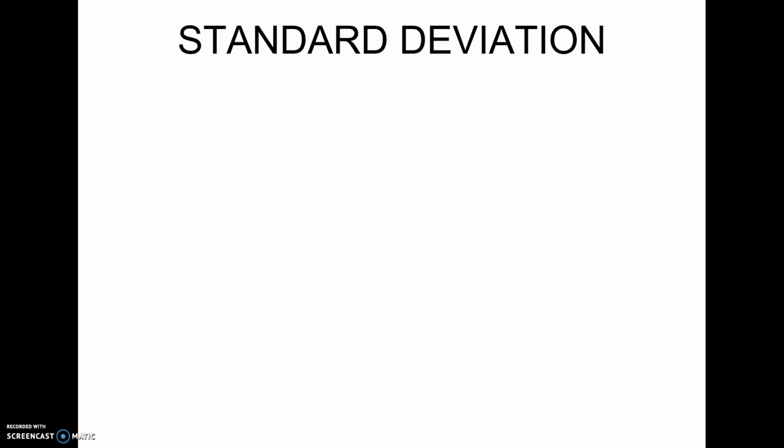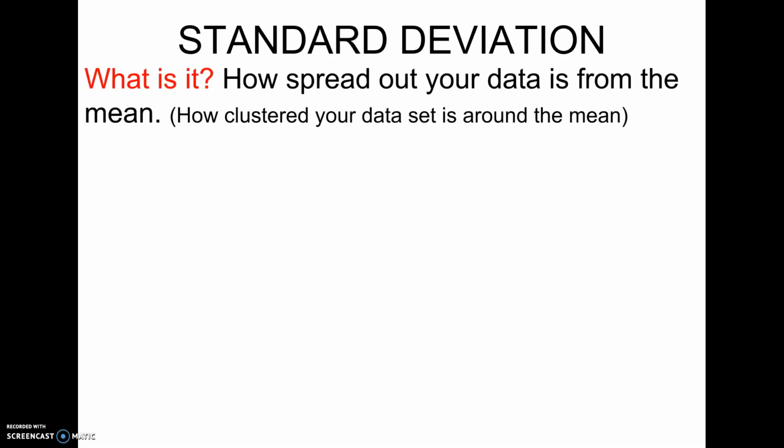So this is a walkthrough of some different types of statistical analyses that we can do to determine if our data is good and to evaluate our data in a little bit of a better way. So the first one we're going to talk about is what's called standard deviation. Standard deviation tells us how spread out our data is, or how clustered our data is.